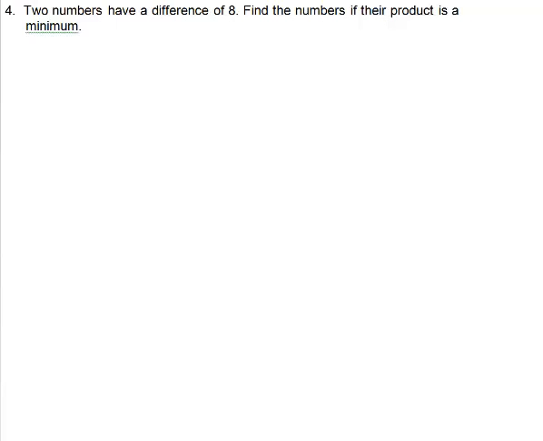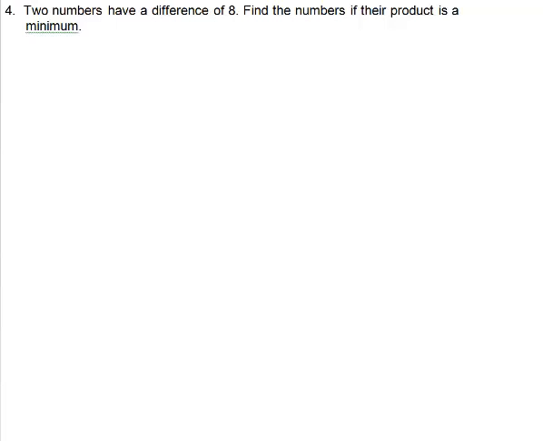Good day, students. Today we're going to look at another max-min problem. It's in your textbook, in book 2, practice 4. It's page 98, number 4. We're asked to find two numbers whose product has a minimum value, but they have a difference of 8. Now, what does all that mean?